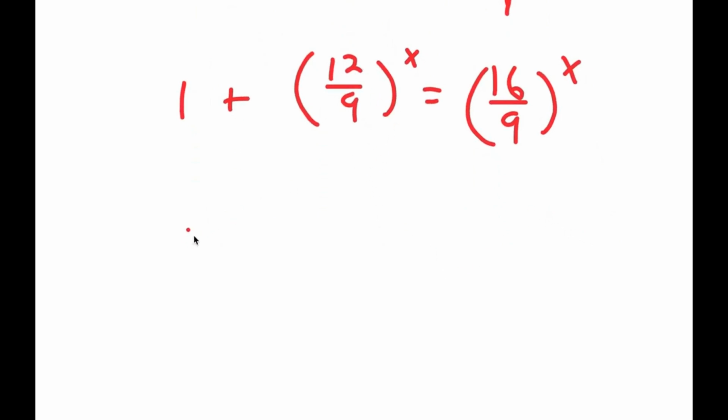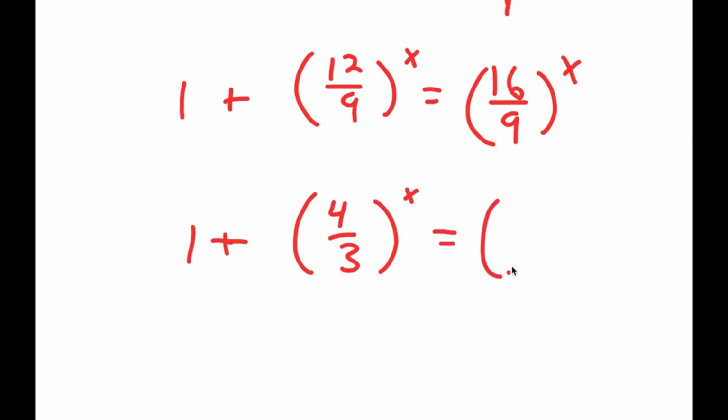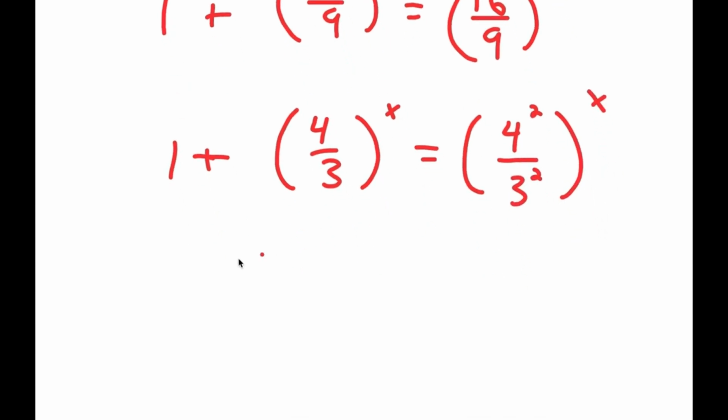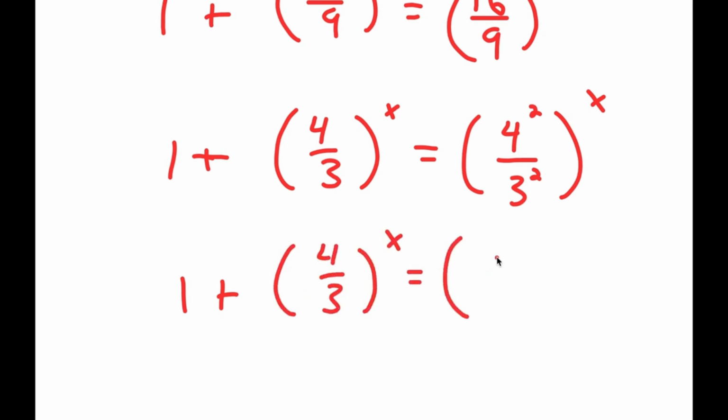Now 12 over 9, that simplifies to 4 over 3. And 16 over 9, that simplifies to 4 squared over 3 squared. Now 4 squared over 3 squared, that's the same thing as 4 over 3 squared. And now I have this to the power of x.